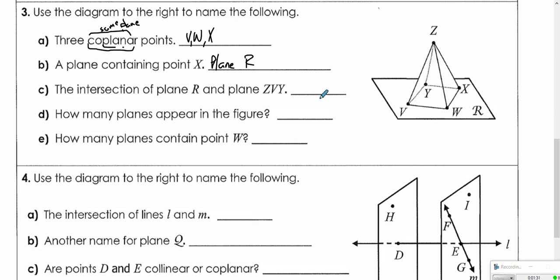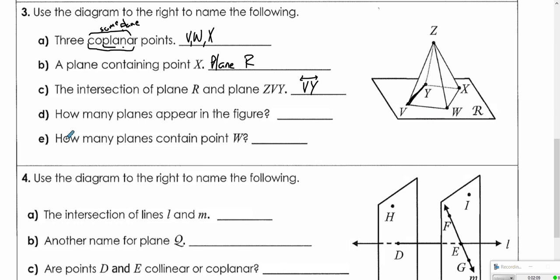The intersection of plane R and plane ZVY. Oh, there you go. See, ZVY. So let's see. ZVY. That's that plane on this left side of this little pyramid looking thing, just right behind here that we can't quite see. And where does plane R intersect ZVY? Well, notice this plane is hitting this plane, and it's hitting at more than one point. It's hitting at all these points right here. And so its intersection is a line. So we're going to say line VY.